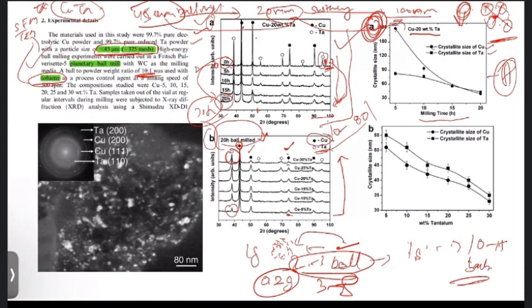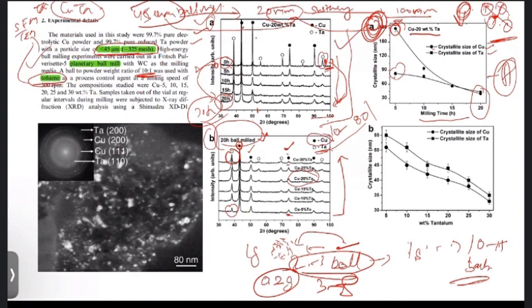This is a copper of this crystallized size. See here we can see copper and tantalum: copper of this size and tantalum of this size, around 75 nanometer and 180 nanometer, and the size got reduced. At 20 hours the crystallized size of both of them were matching. When the crystallized size of both the copper and tantalum match, that means the reaction will be effective.